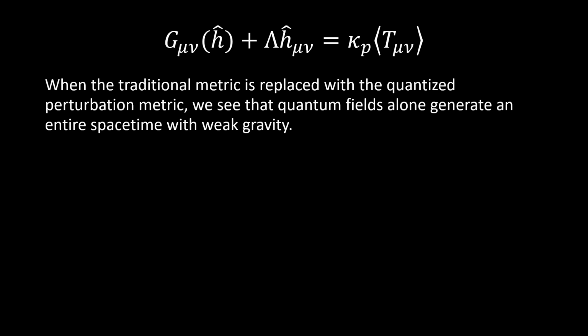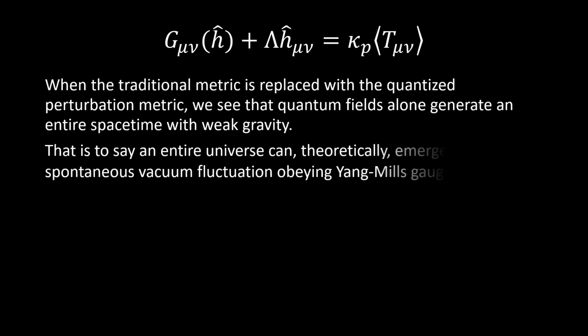When the traditional metric is replaced with the quantized perturbation metric, we see that quantum fields alone generate an entire spacetime with weak gravity. In other words, these quantum fields, in a very weird sense, can predate an actual formal spacetime. That is to say, an entire universe itself can theoretically emerge from a spontaneous vacuum fluctuation obeying a Yang-Mills gauge symmetry, if even only for a moment among infinity.